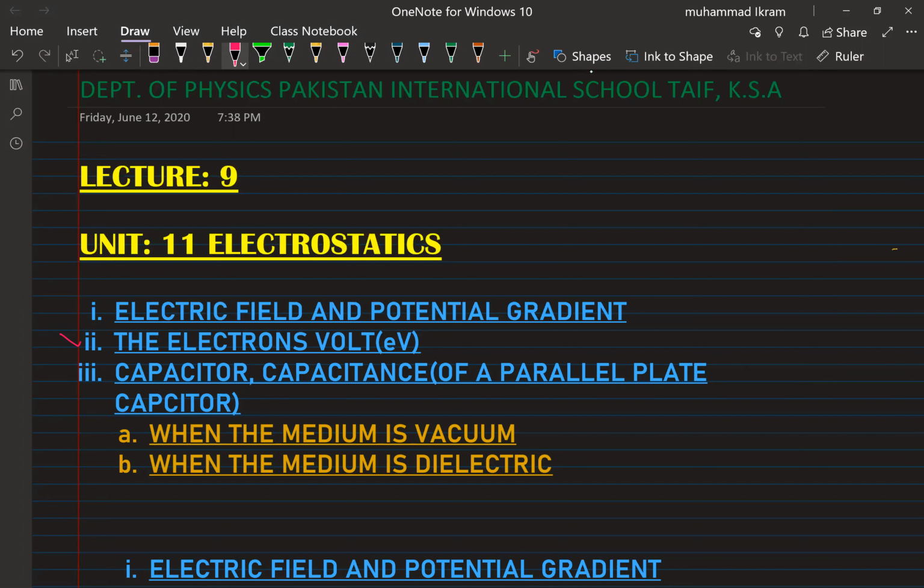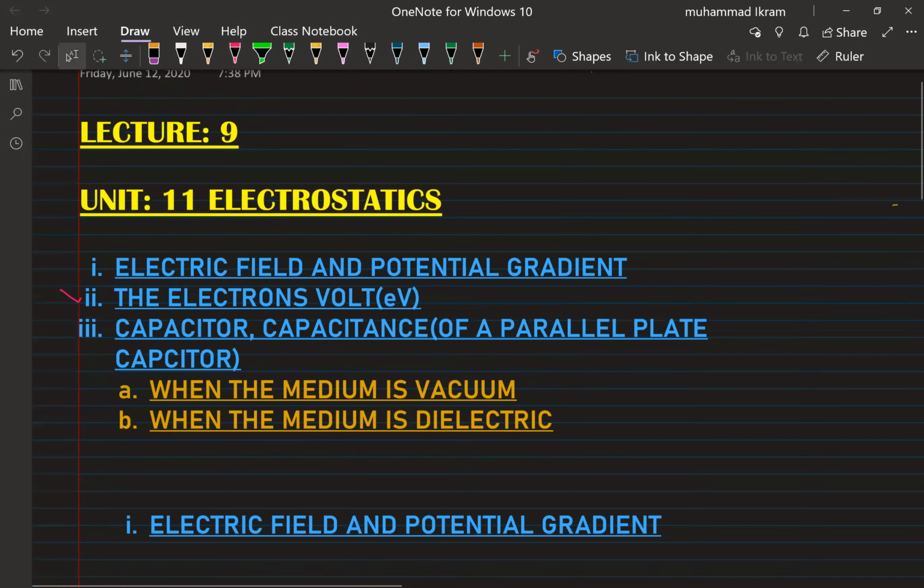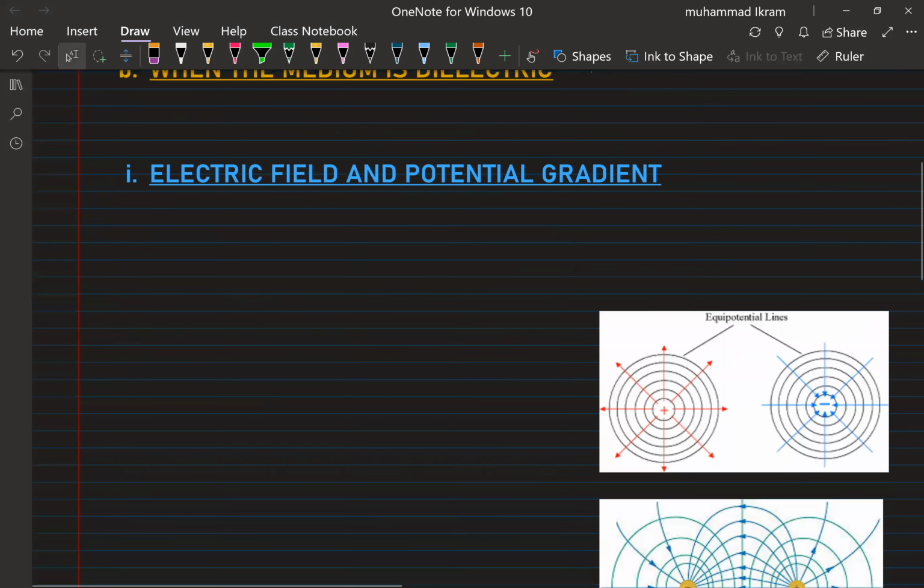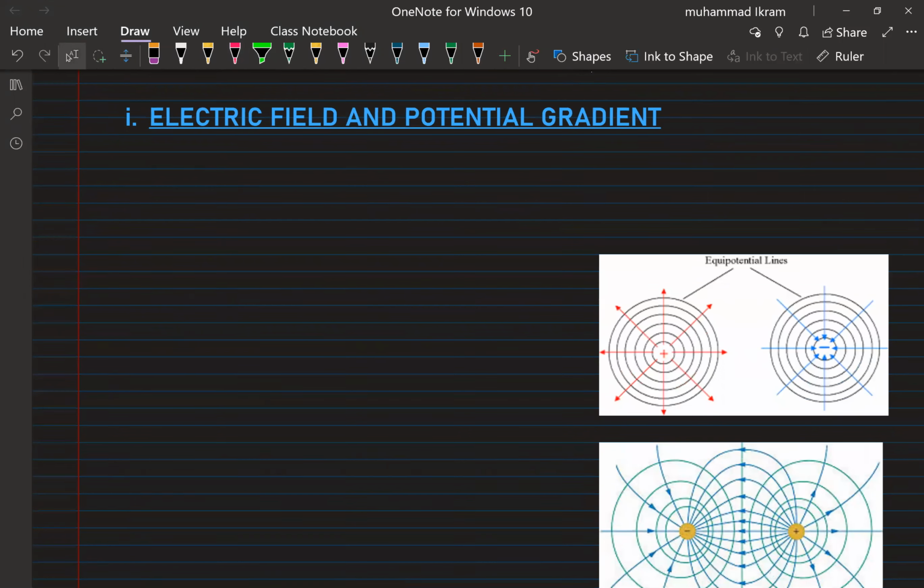So let us start with the name of Allah Almighty. Bismillah Rahman Rahim. Let us come to the first topic, the electric field and the potential gradient. I explained the electric field to you in great detail right in the beginning of this chapter. But here I wrote the electric field because it is important when I explain the potential gradient, so it is important to mention it once again.